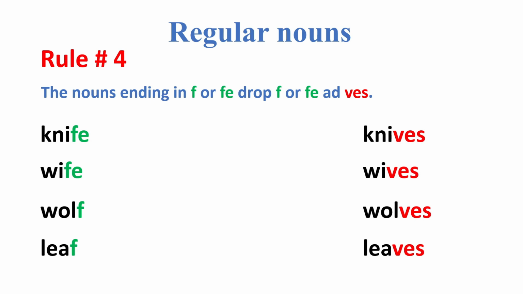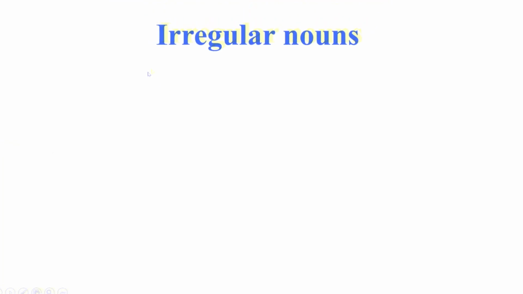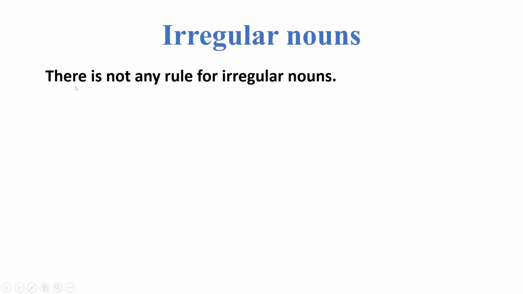Now let's go to the last part of the lesson and see some irregular nouns. Irregular nouns. There is not any rule for irregular nouns. It means to change an irregular noun to plural form, there is not a rule or regulation to change that. You just need to memorize and remember their plural form. So here we have a list of the most important irregular nouns that you need to learn.